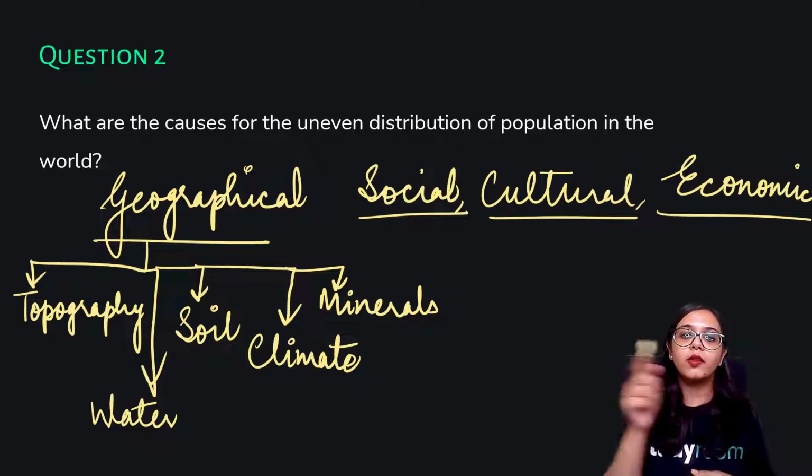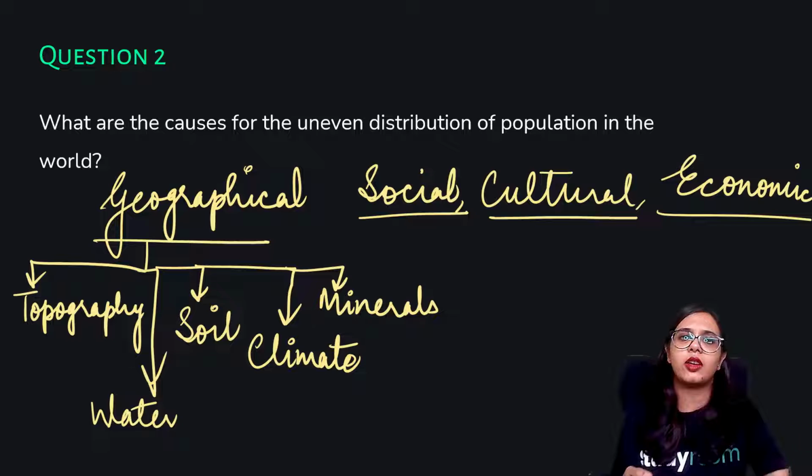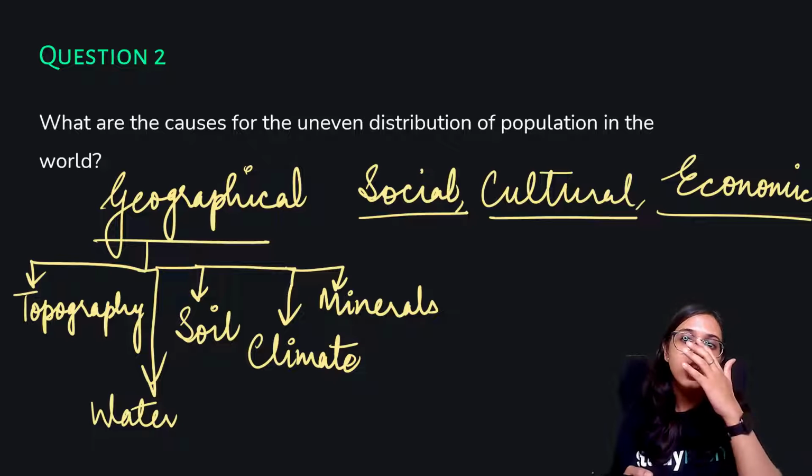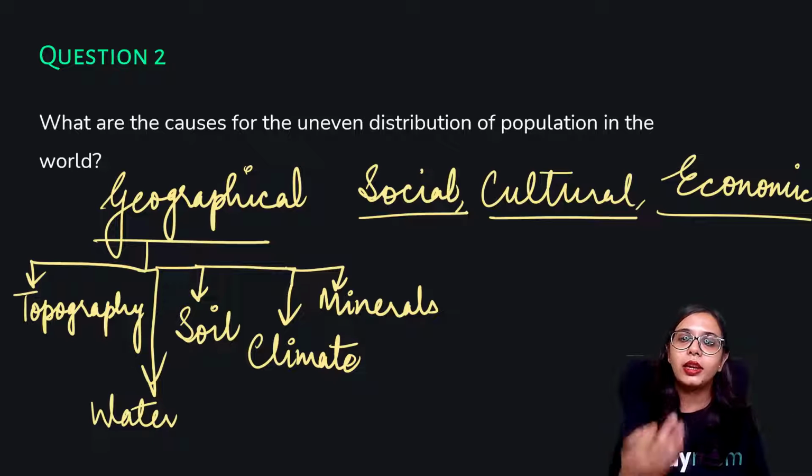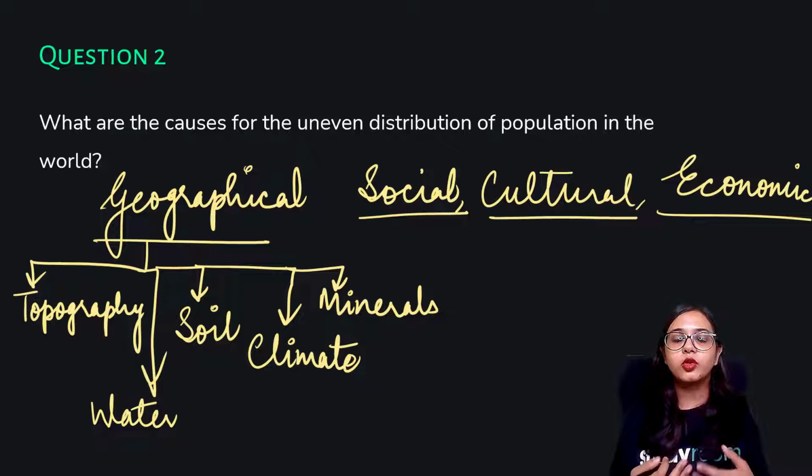Economic factors again relate to the minerals part and everything that I have just talked about, because it will aid the human resources, or the increment of the human resources. So these are the different causes of the uneven distribution of population in the world.